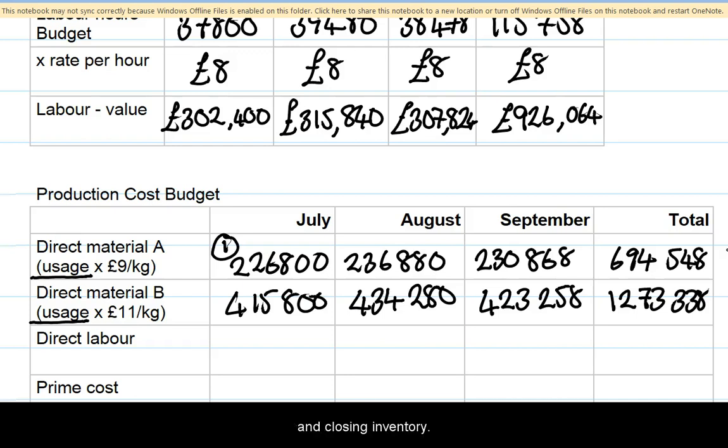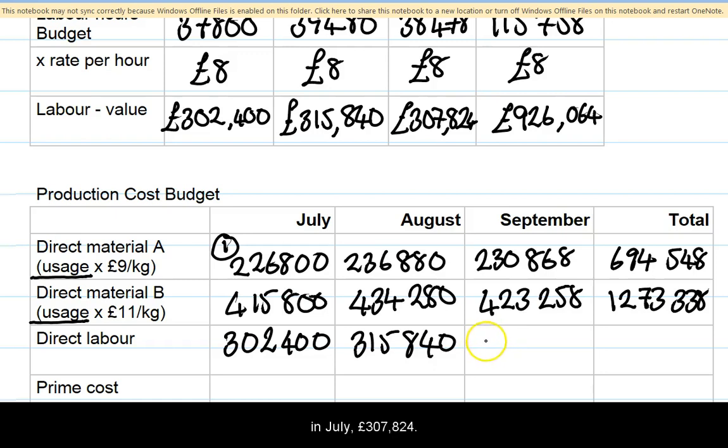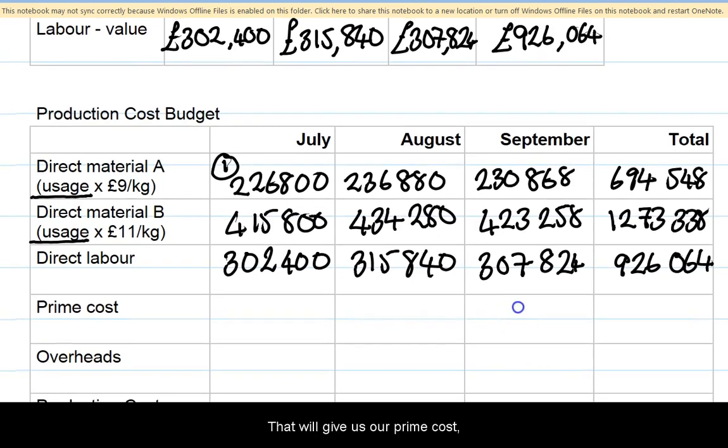The labour budget is much easier to put in because we don't have the complication of our opening and closing inventory. So for our labour budget, we can slot in the figures that we calculated above. So to make our production in July, it's going to cost us £302,400. August, £350,840. In September, £307,824. In total, £926,064. That will give us our prime cost.